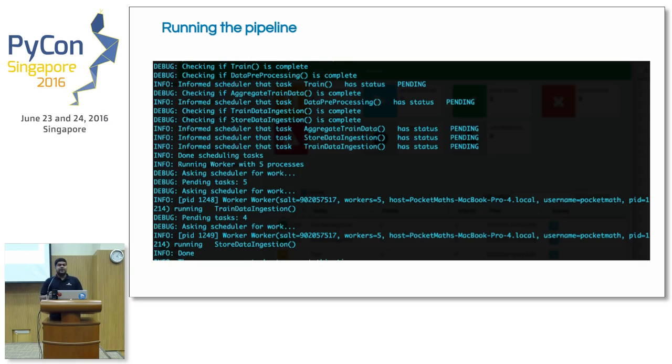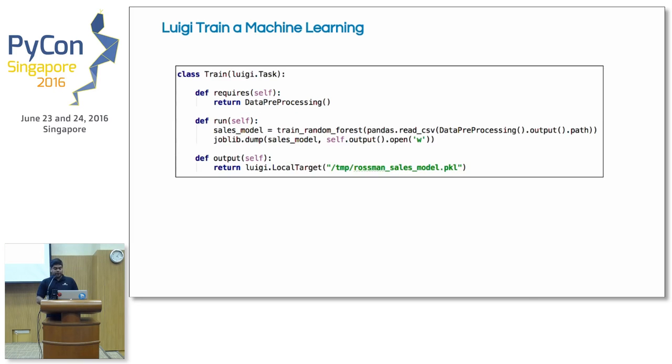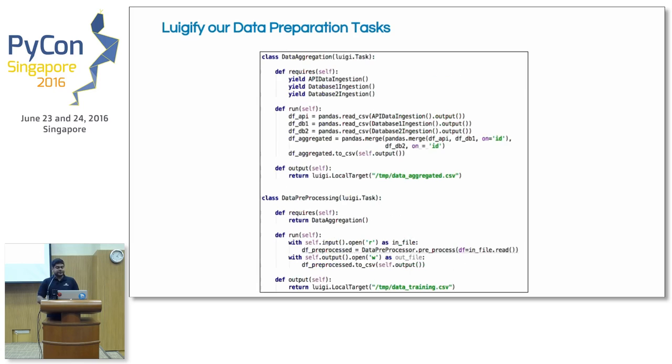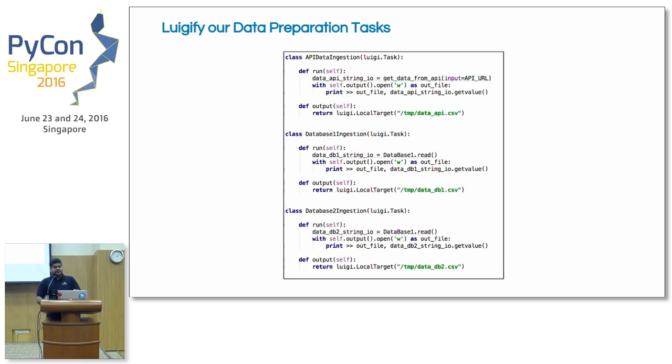Now, once the pending is over, you can allocate n number of workers to them. So you say, okay, I want to run with five processes. Three workers will take on the three processes here, basically reading API data ingestion, DB1 and DB2. So three workers will start working here.